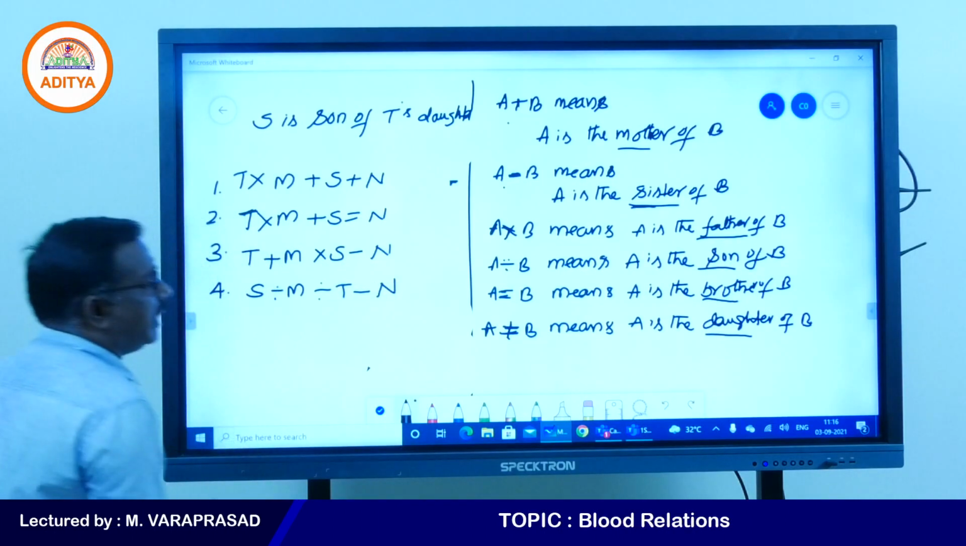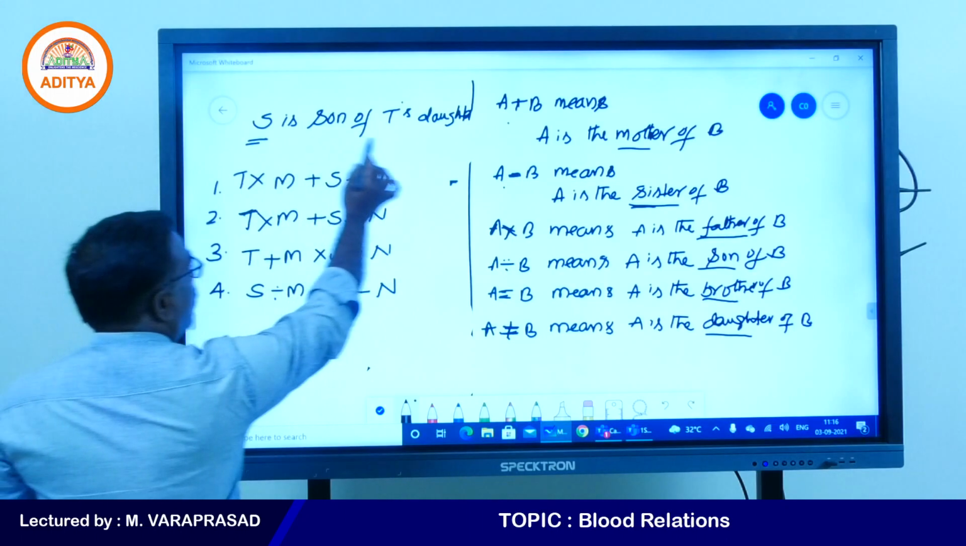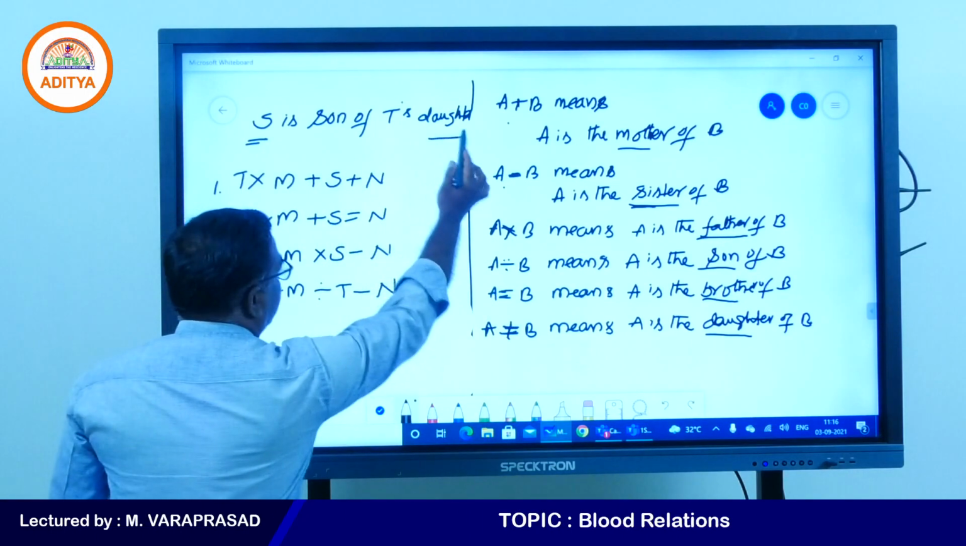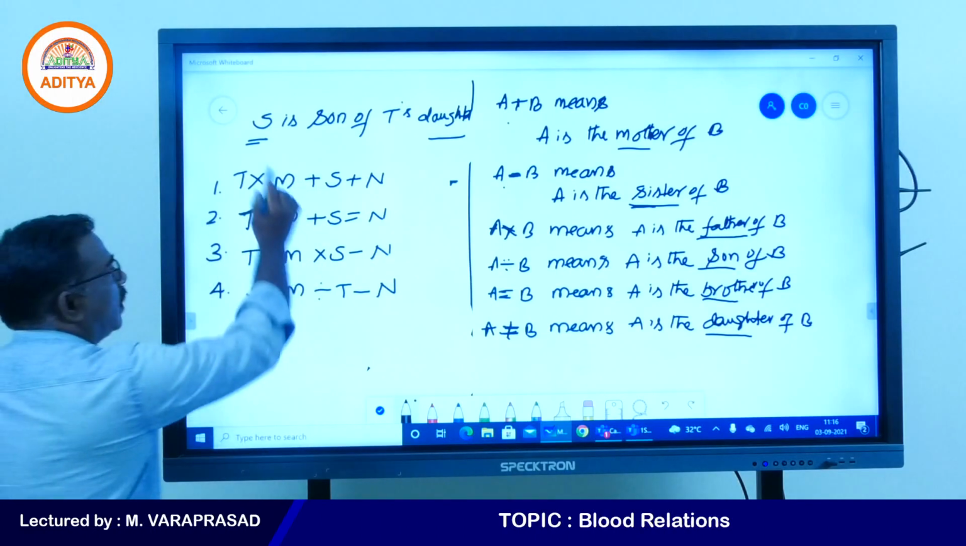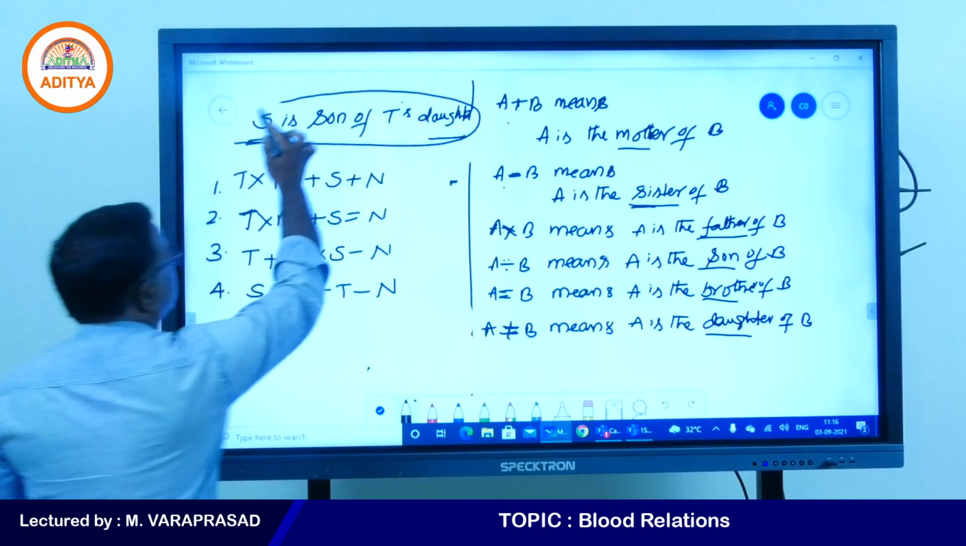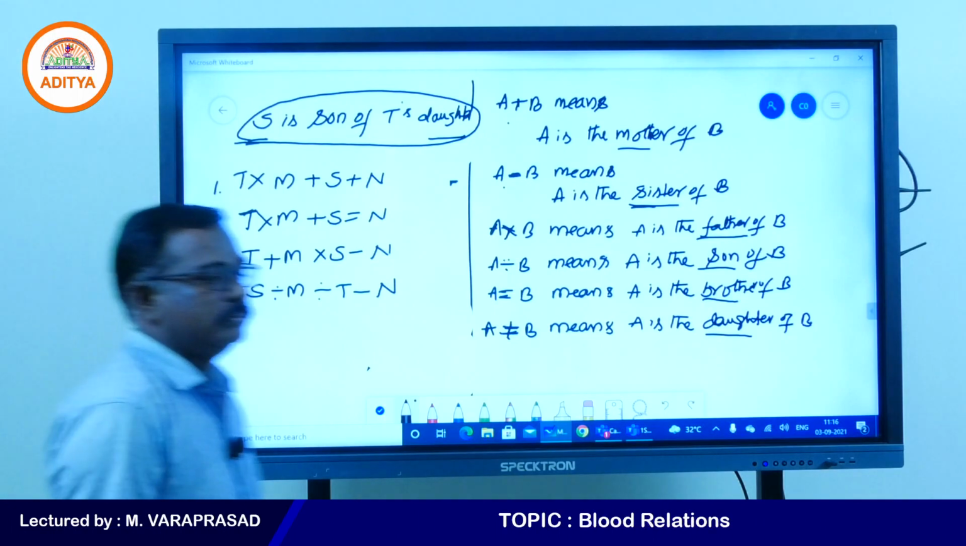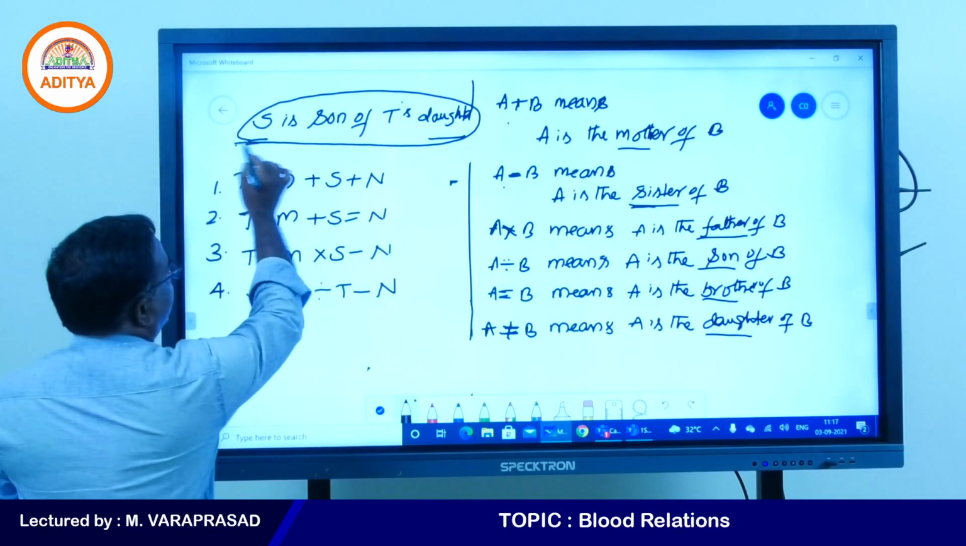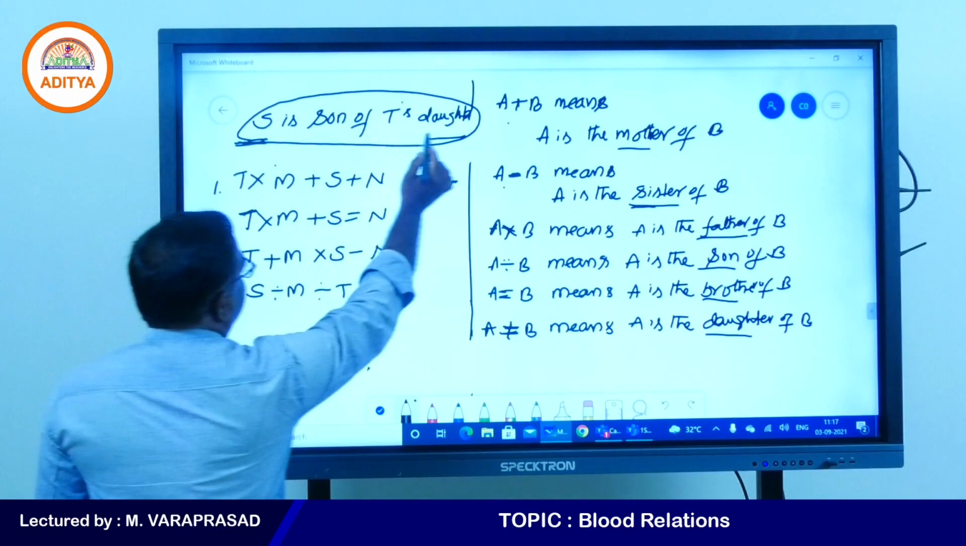Which option will give the relation S is son of T's daughter? Find out, we can discuss now. Yes, my students, which one is giving the relation S is son of T's daughter?